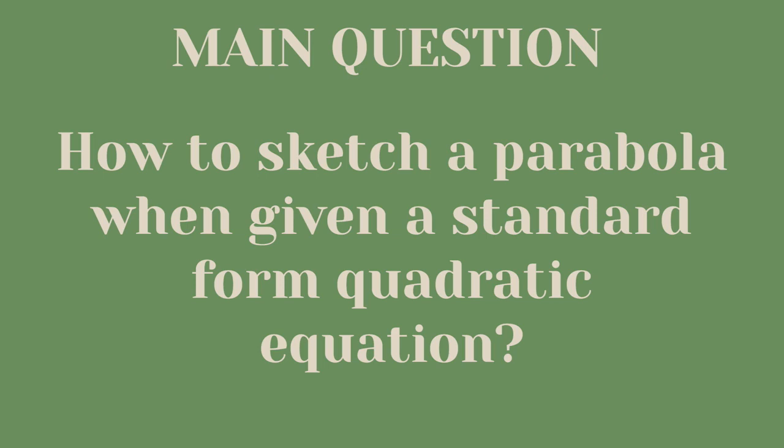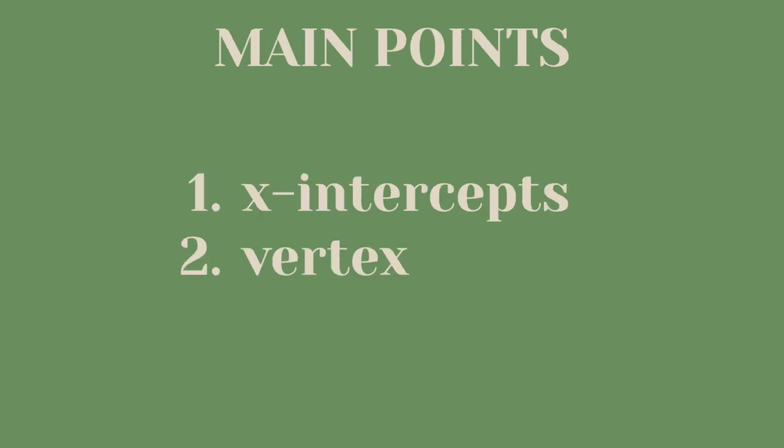So in order to make an accurate sketch of a parabola, you need two main things. You need the x-intercepts of the quadratic equation and you need the vertex. And in the previous videos, we learned how to find the x-intercepts. But in this video, we're basically going to cover how we find the vertex.